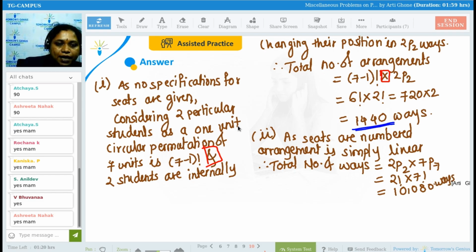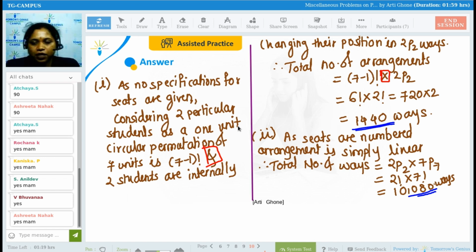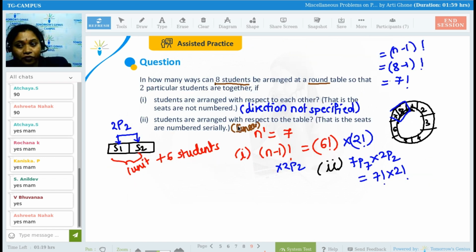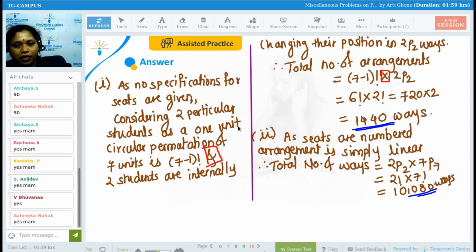This is expected ideally in the state board pattern. Got the difference? See how JEE is reducing your time. You can directly search out. This is a rough work of JEE and this is the main work of the CBSE. Okay, got the difference?